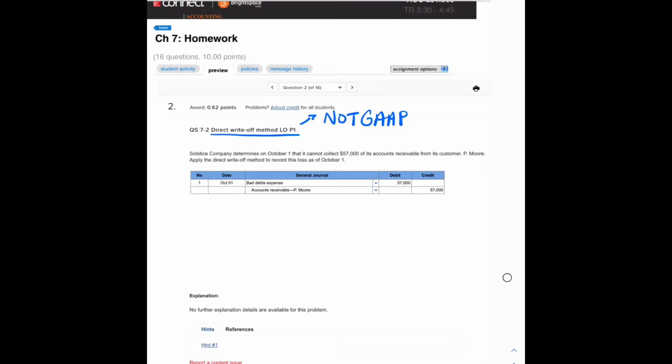One, this is not GAAP, meaning this cannot be used for financial reporting. However, this is used for tax reporting.